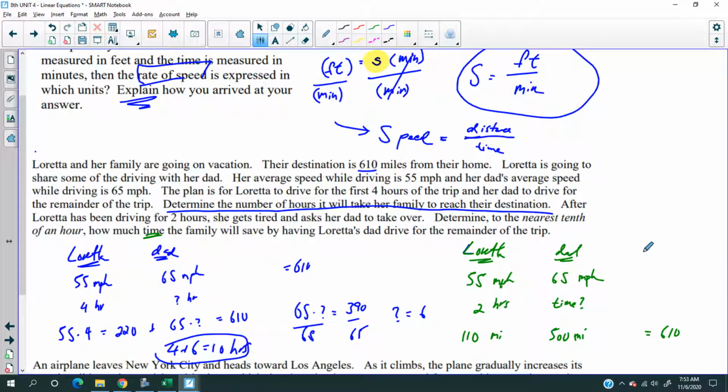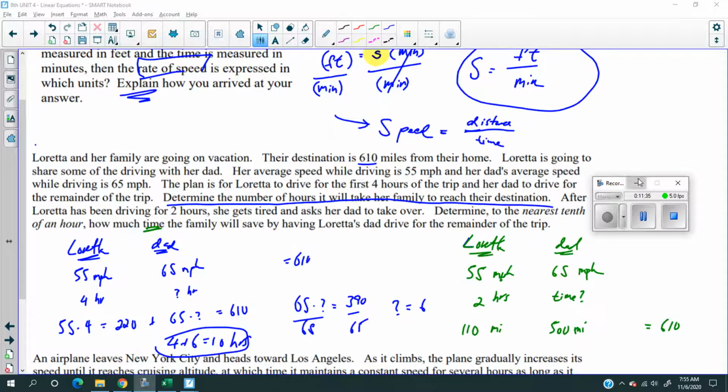Now let me think for a second. Saving, as in saving versus the original plan, the 4 hours and 6 hours? Hold on, let me press pause and think about this real quick. Okay, yeah, it's versus the original, versus the original 10 hours. I momentarily lost track of that. Now, let's see.